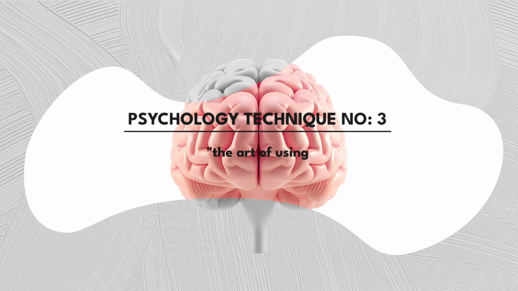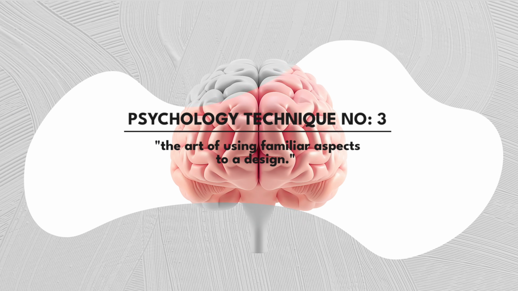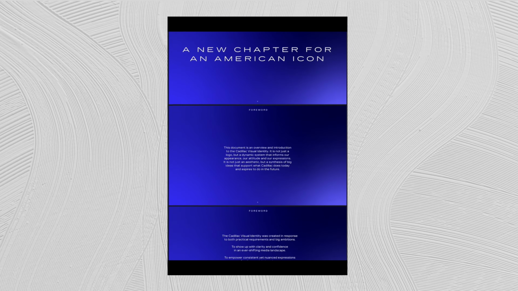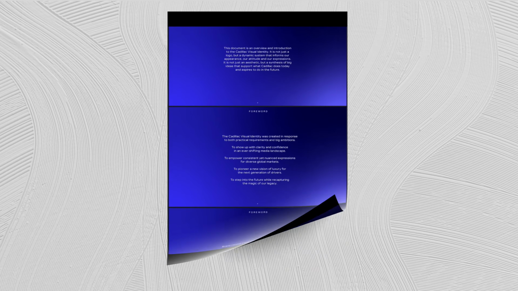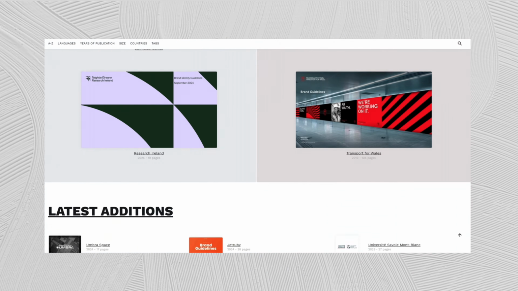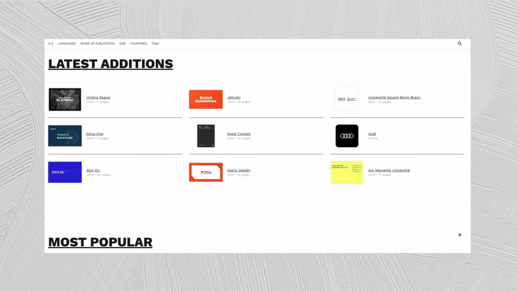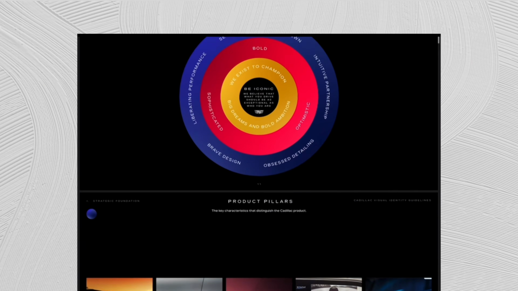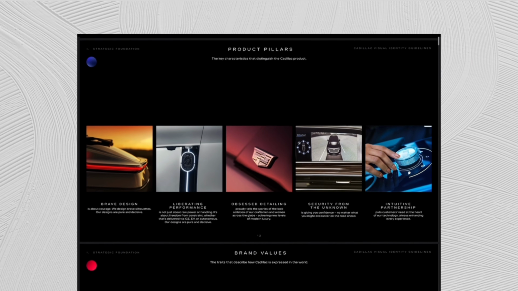It's the art of using familiar aspects in a design, and let me explain this by truly picking apart this beautifully designed style guide for the brand Cadillac. And by the way, you can actually find loads of style guides at brandingstyleguides.com. But the branding of Cadillac is a masterclass in using consistent design elements to foster a sense of dependability and reliability. But why should you actually care about using familiar design assets for the design audience?